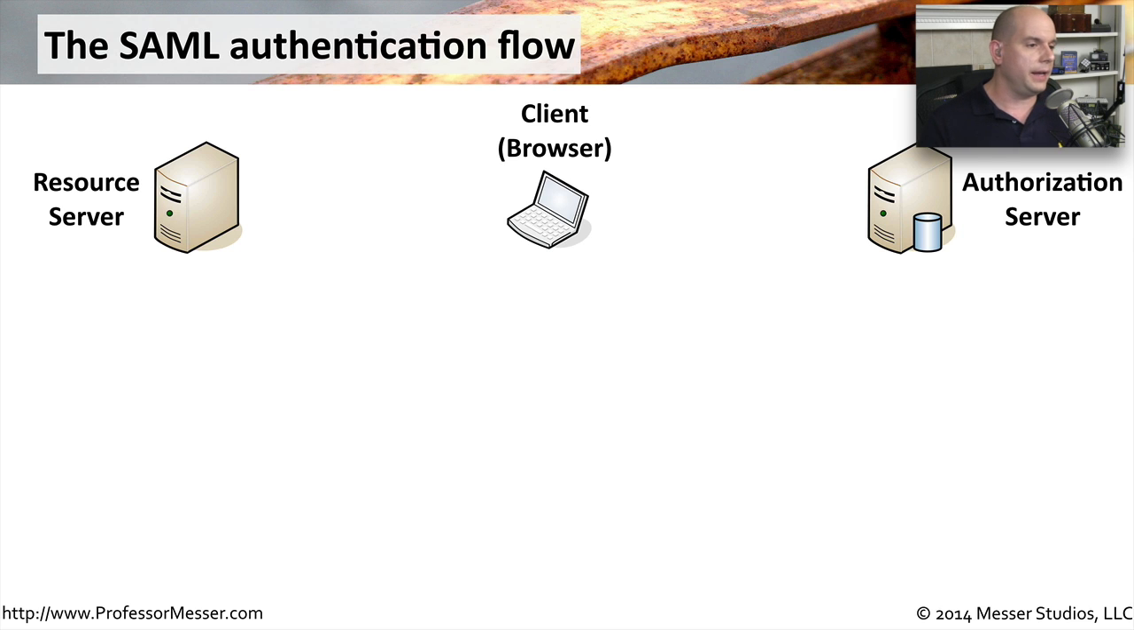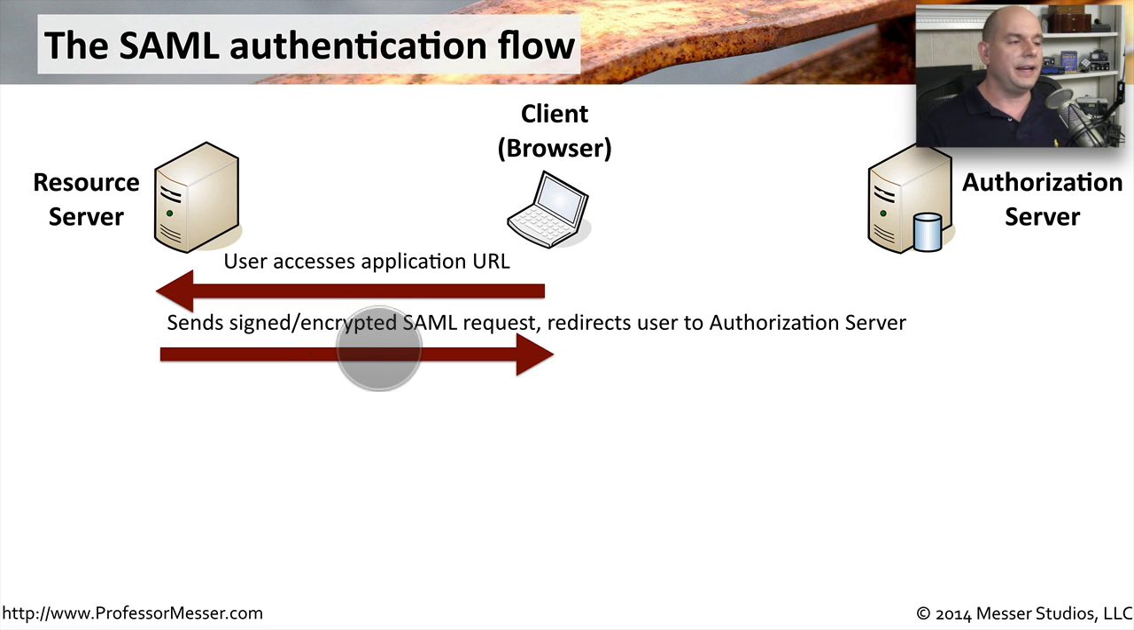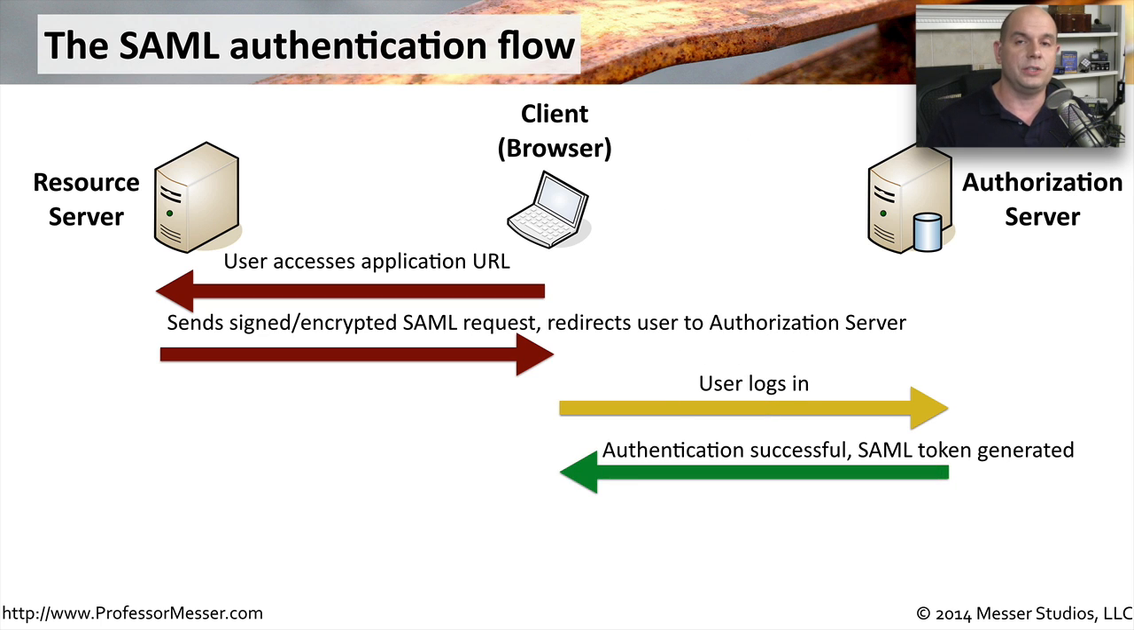Here's how the flow of this authentication works. We are the client and we need access to a resource server. So we're going to access the application, and the application will then need us to authenticate. So it sends back a signed and encrypted SAML request, and we're going to take that request and send it on to the authorization server. At that point, we're going to provide our normal credentials to this third-party authentication server, and that authorization server is then going to decide whether that authentication is correct.